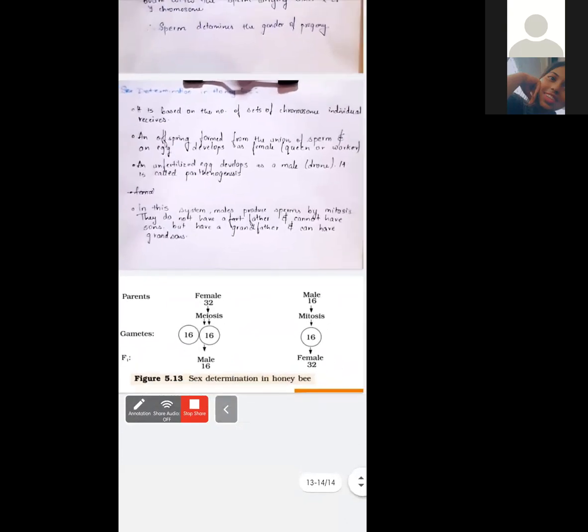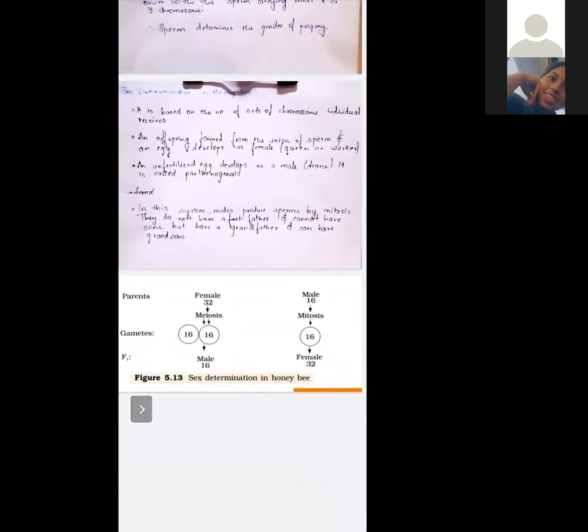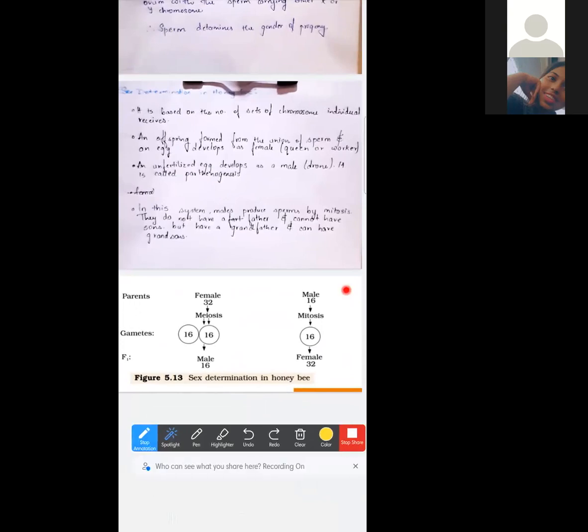Now we'll see sex determination in honeybees. It is based on the number of sets of chromosomes an individual receives. We'll study this in detail. In this system, males produce sperms by mitosis. They do not have a father.